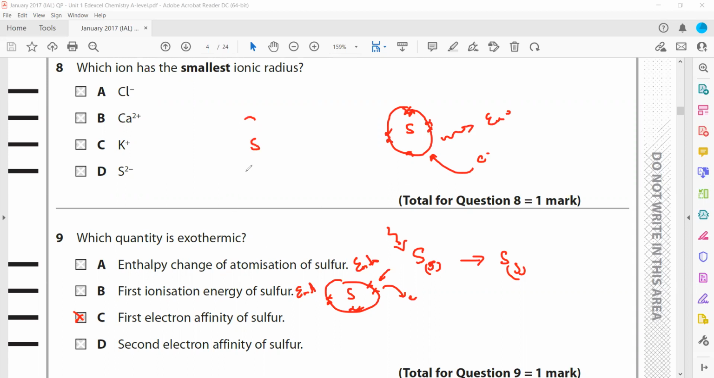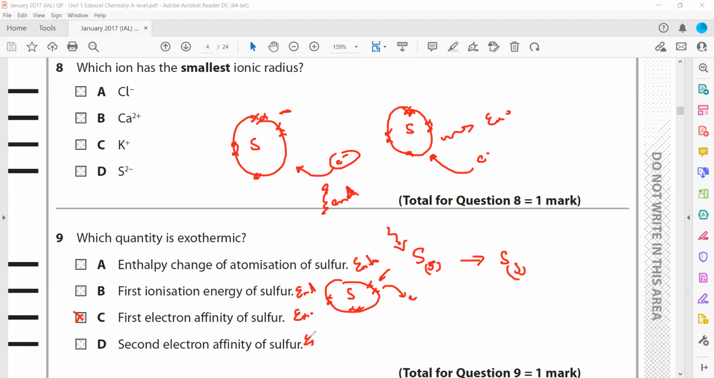Why? Because now the sulfur, for example, already has one extra electron. So it's charged. So now when an electron should be added, we have to supply energy. Why? Because now like charges repel each other. So we have to supply energy to the electron. That's why it is endothermic.